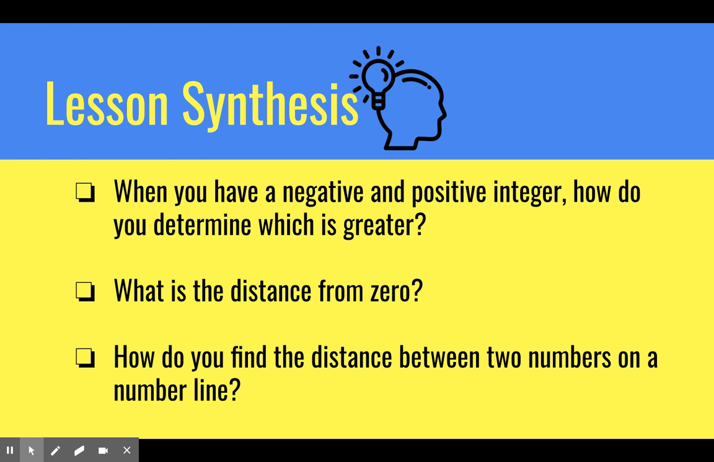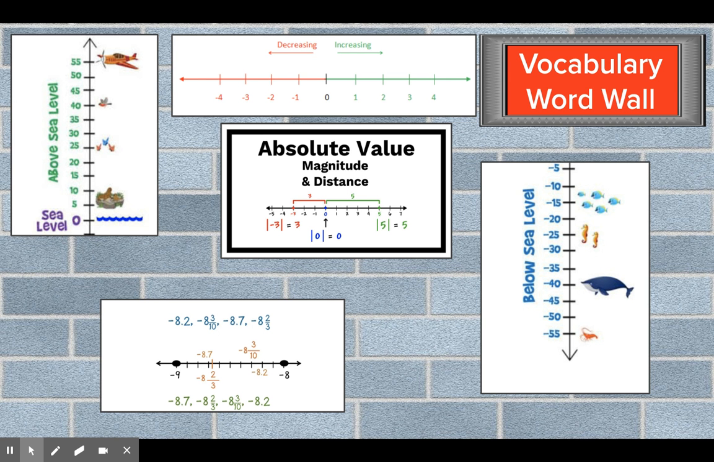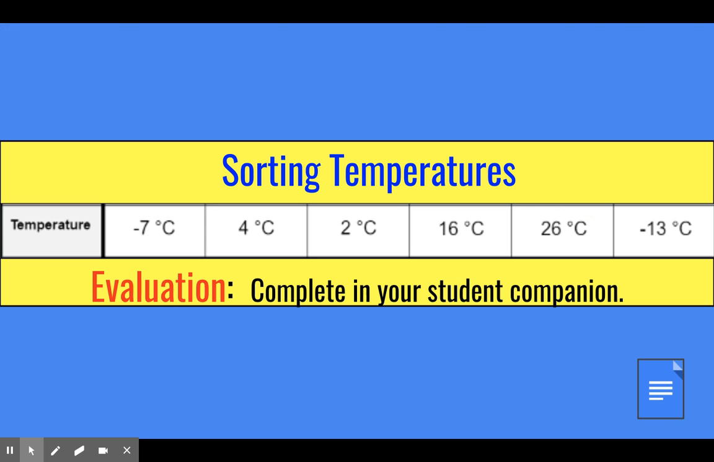And last but not least, how do you find the distance between two numbers on a number line? Well, we can find the absolute value from both numbers to zero, and then we can add them together to find the magnitude. So we can find the distance from zero, which is the absolute value, for both numbers, add them together, and that'll give us the magnitude. So here is our vocabulary word wall for today. Again, we have horizontal and vertical number lines to represent sea levels and values increasing. We've also talked about what absolute value means and how to order numbers on a number line.